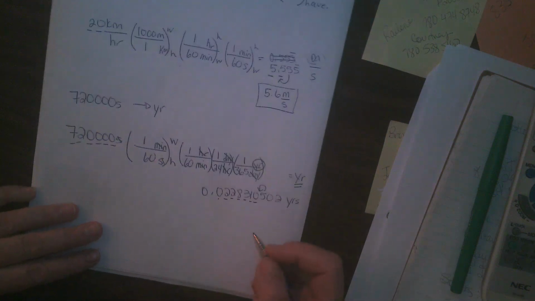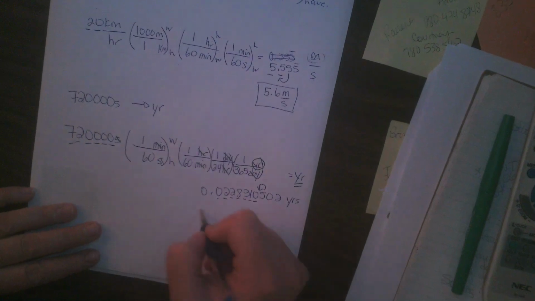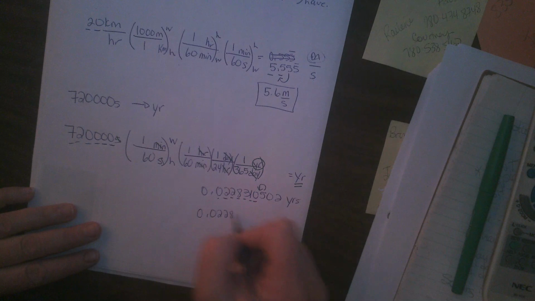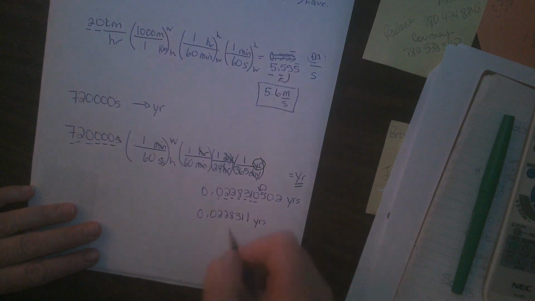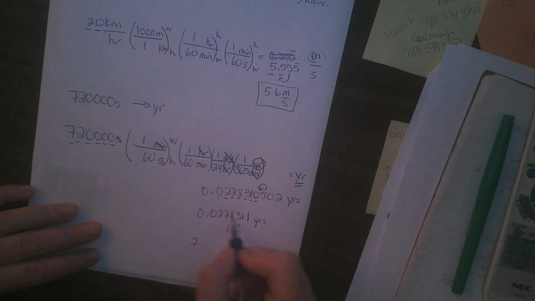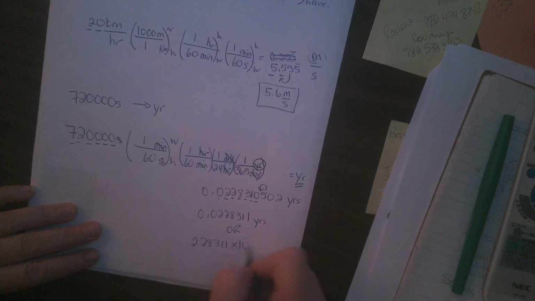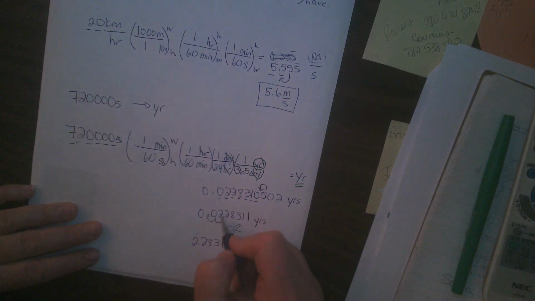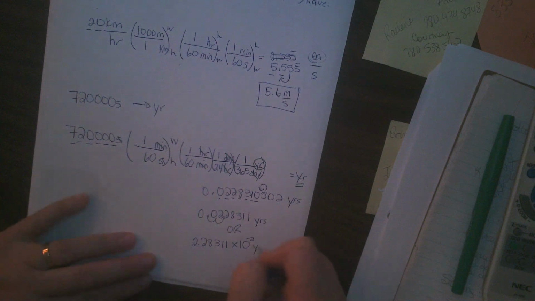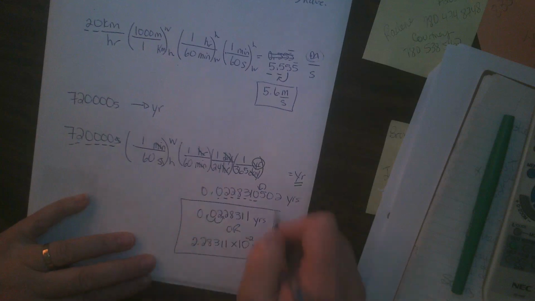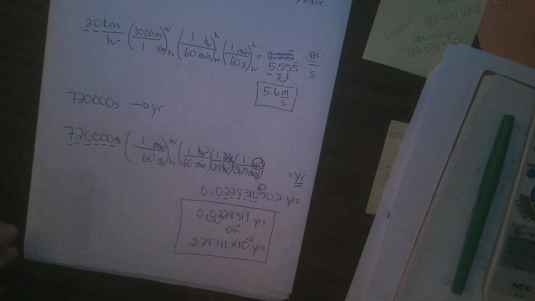So I can put this answer in a couple of different ways. I can go 0.0228311 years, or I could go 2.28311 times 10 to the what? -2, because it's behind the decimal. It's a small number. Okay? Make sense?